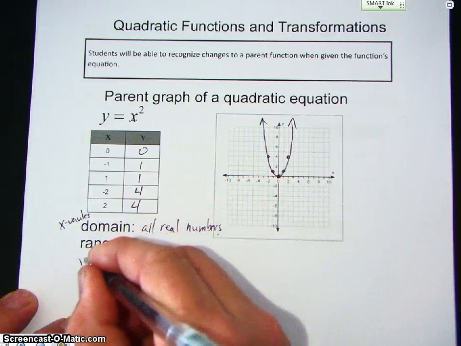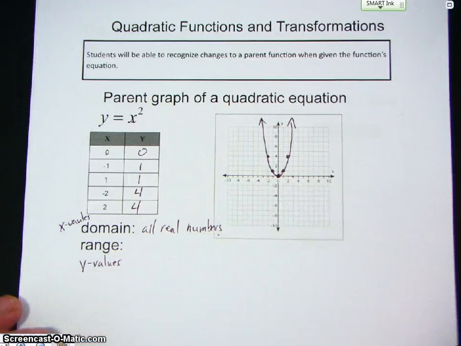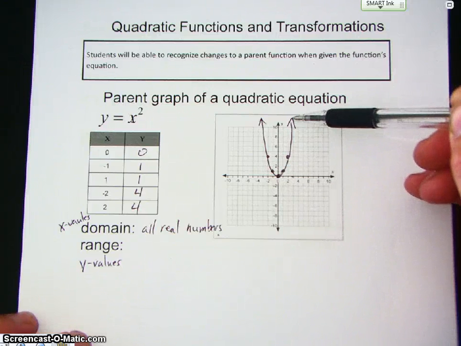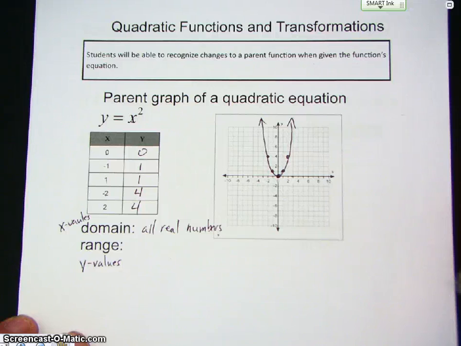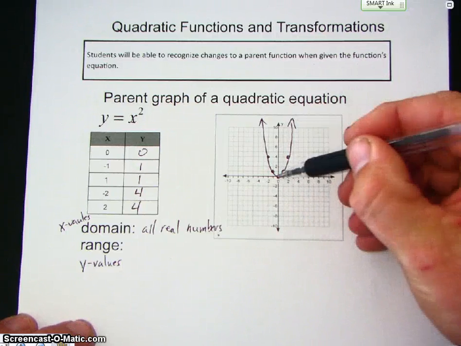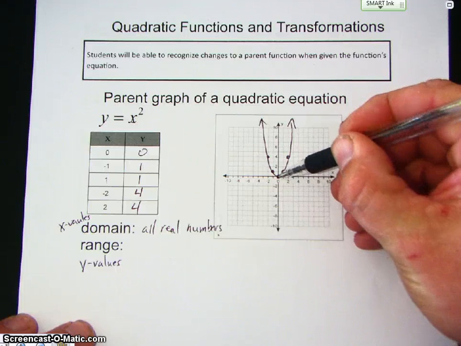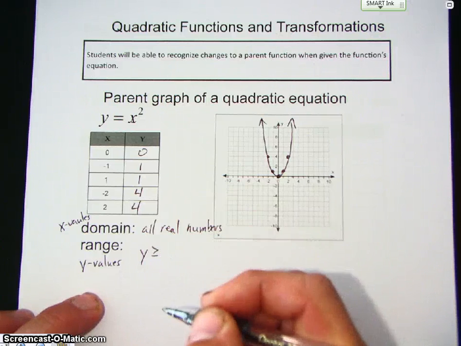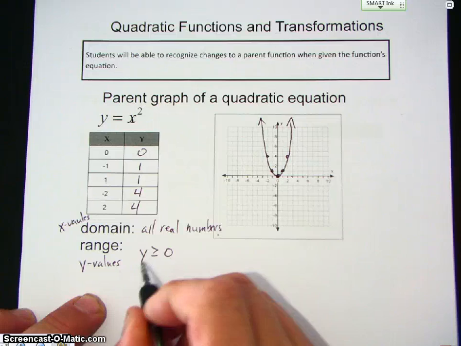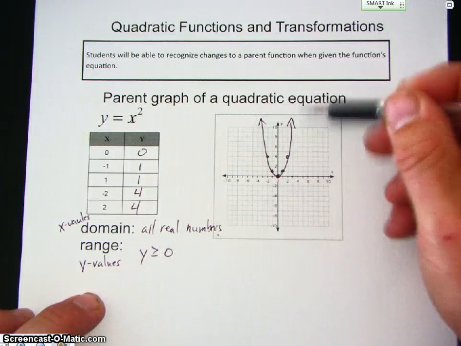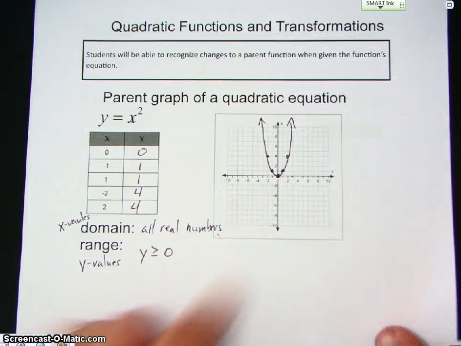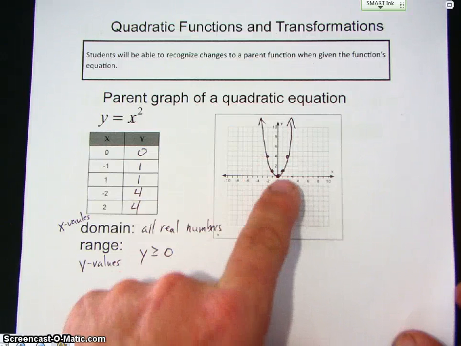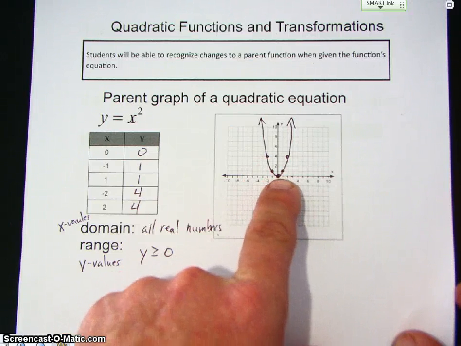The range deals with the y values, or in other words, look at the y-axis. You notice the graph comes down to here and goes right back up, so it doesn't go below the x-axis. It touches, so the lowest y value is 0. How we say that is y is greater than or equal to 0, because it's always going up. So that's what the parent graph looks like. The vertex is at the origin, and the points are above the x-axis.